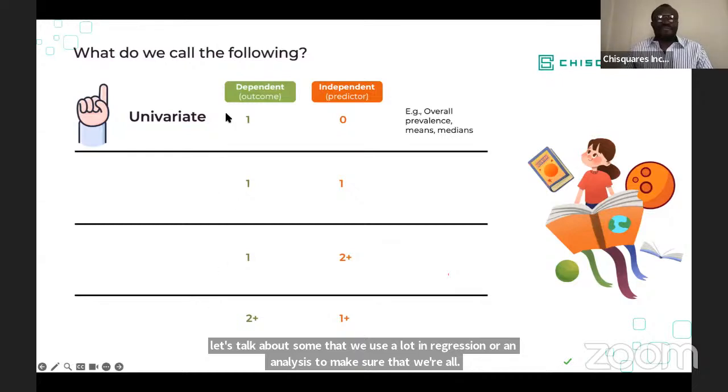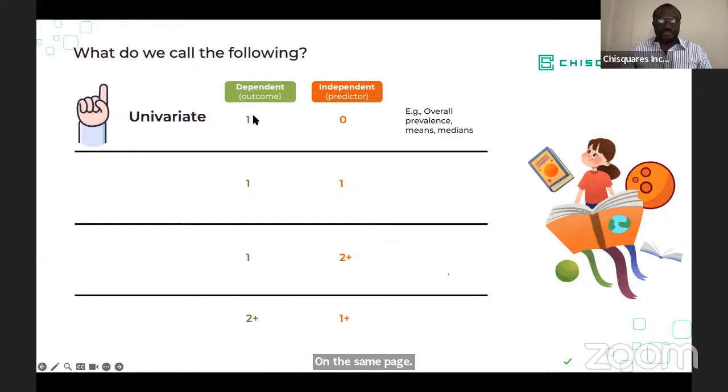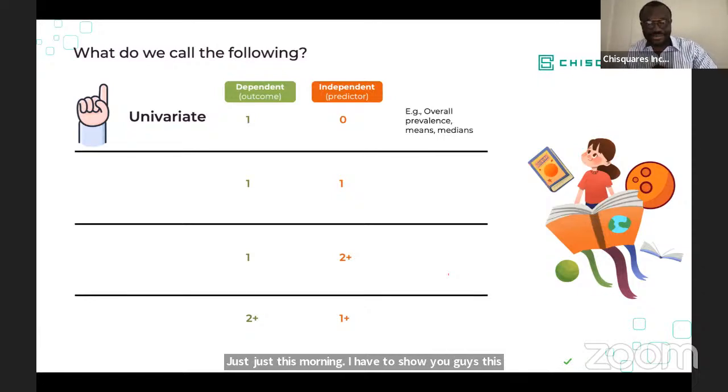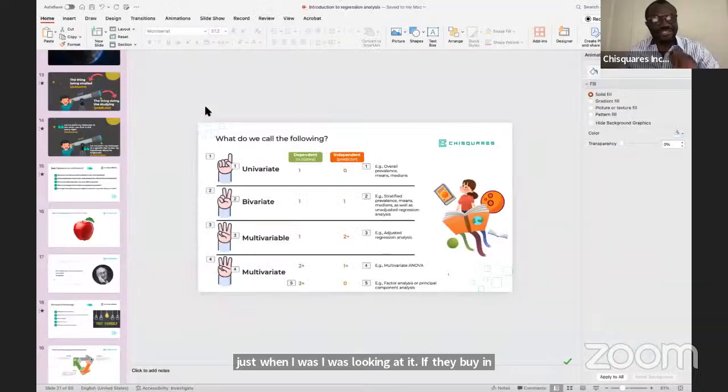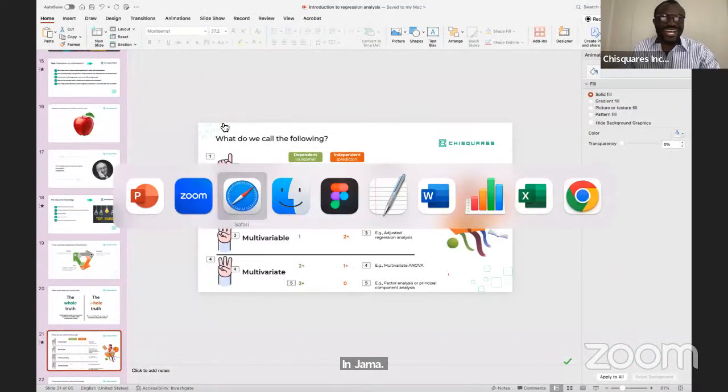When you have one variable and you analyze it, that's called a univariate analysis. And this is something you find, quite interestingly, mistaken even in top journals. Just this morning, I was looking at a paper in JAMA, and I have to show you this.